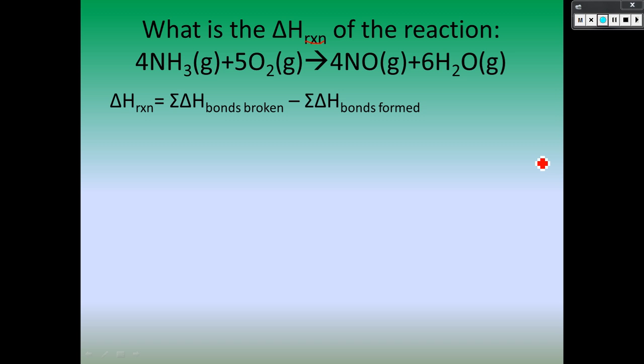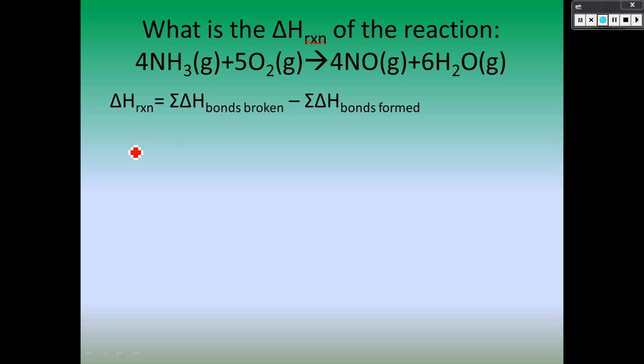So the equation we're using is delta H reaction equals the sum of, that means add them together, the sum of delta H bonds broken minus the sum, again meaning add them together, of delta H bonds formed. The only thing you have to remember is when we're looking at bonds broken, you have to take into account how many moles you have.